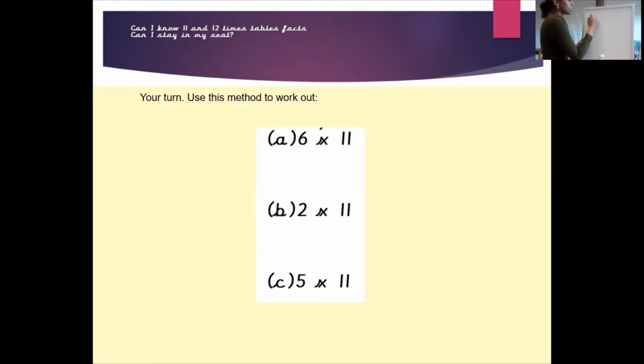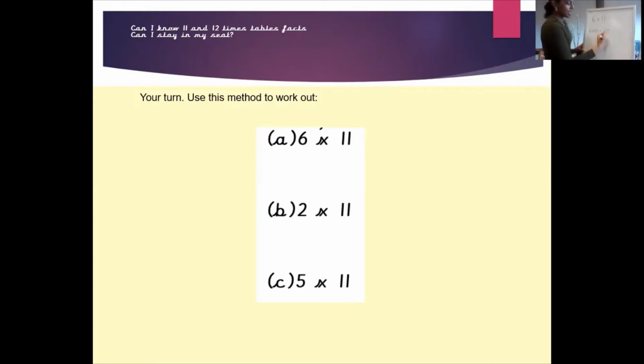So 6 times 11. Now, I'm just going to focus to begin with on timesing by 11 and what we need to do in order to do this. The first thing which you need to do when you're timesing by 11, a method that you could use is to do 6 times 10. So you times the number itself by 10 first. So 6 times 10 equals 60. And then you add what you're timesing 11 by to this number.